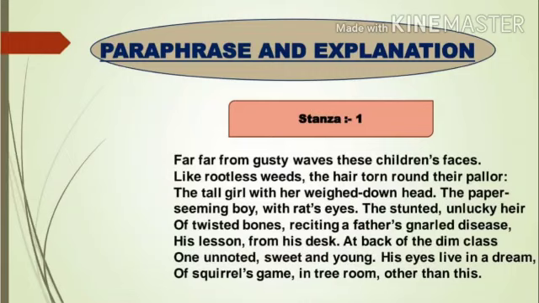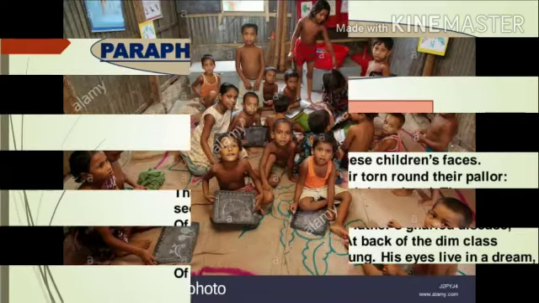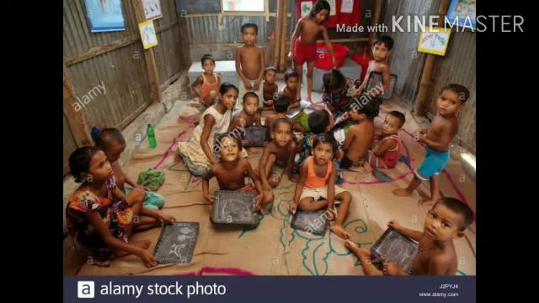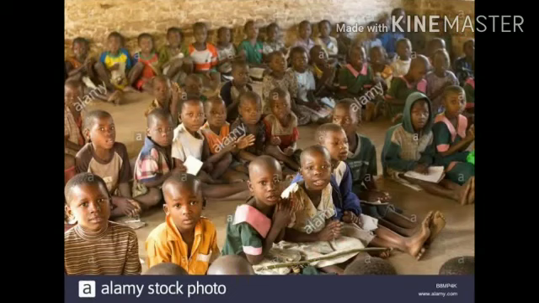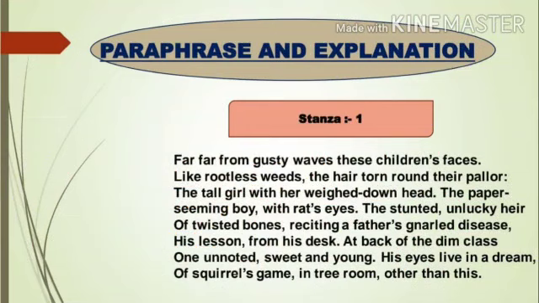Far, far from gusty waves, these children's faces, like rootless weeds, the hair torn round their pallor. To convey his message, Stephen takes an example of an elementary school in a slum. He visits there and sees the children sitting in that slum area. He says the children are sitting in the classroom of a slum school. They are far, far away from the winds or seas. The disorderly and unkempt hair on their pale faces looks like rootless wild plants.